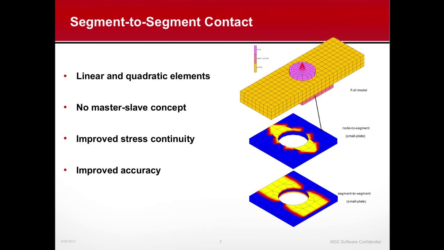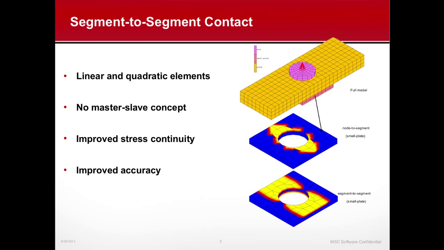The advantage of this approach, as I mentioned, is that it does not follow the master-slave approach, and it does not have the mesh dependence problems that the node-to-segment approach may have. So you can expect smoother stress and strain contours with this method. Also, this method is available for both linear and quadratic elements. The example on the right side is a simple one, but it nicely demonstrates the differences between the node-to-segment and the segment-to-segment approach.